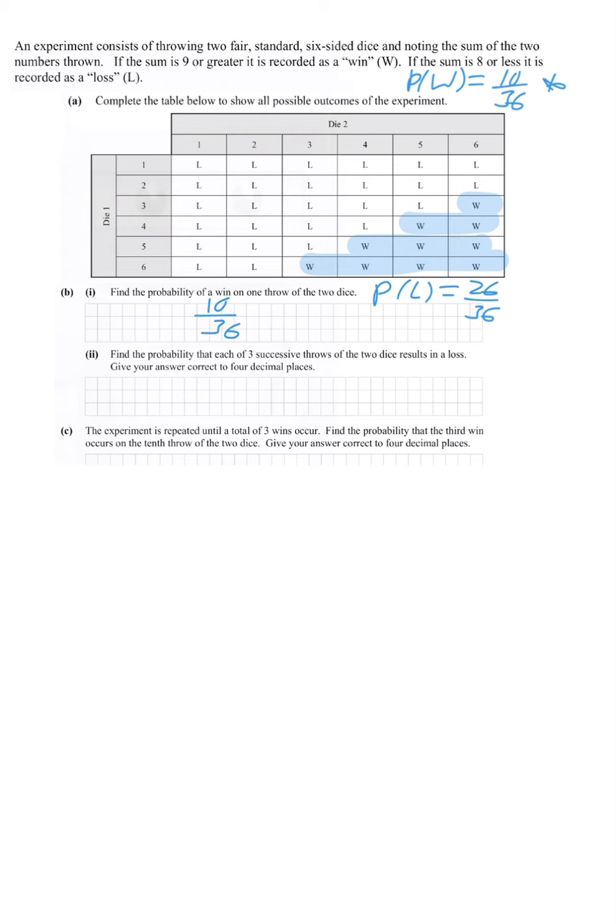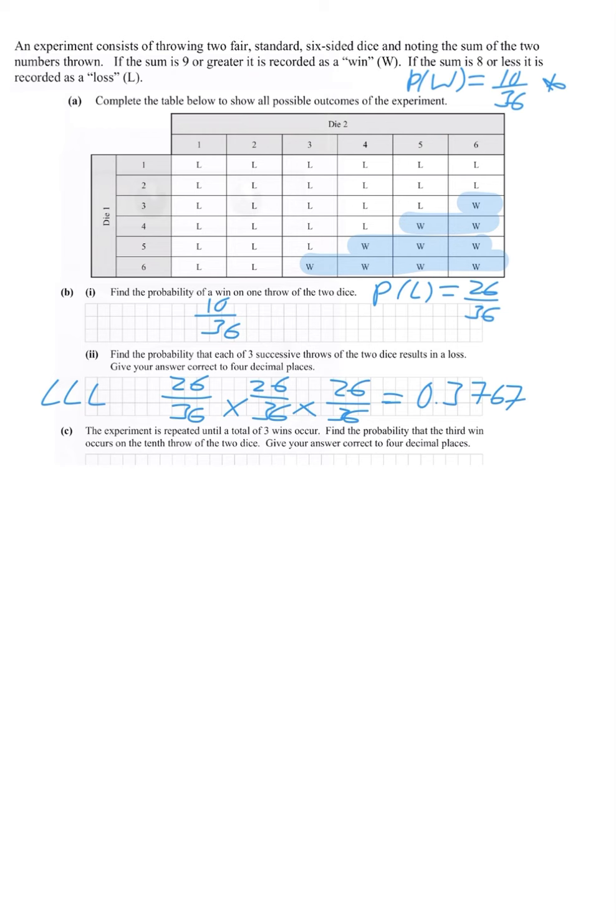Next part then, find the probability that each of 3 successive throws of the two dice rolls is a loss, and give your answer correct to 4 decimal places. So this is a loss, a loss, and a loss, and we know the probability of a loss is 26 out of 36. And then if there's 3 of them, so it'll just be 26 over 36 times 26 over 36 times 26 over 36. Put that into your calculator, and that gets us then 0.3767.